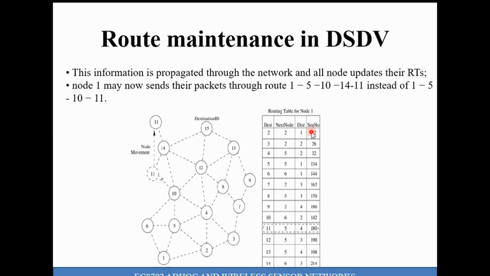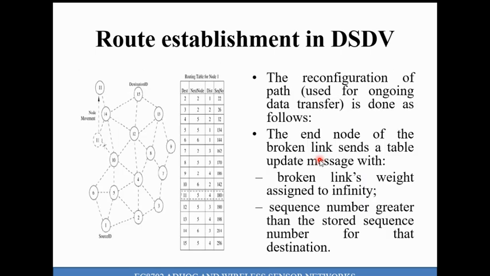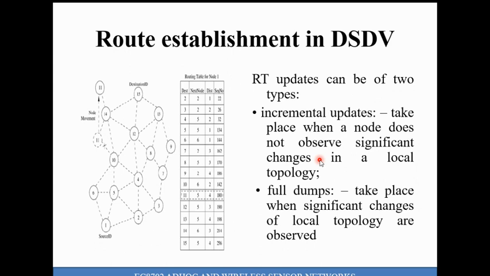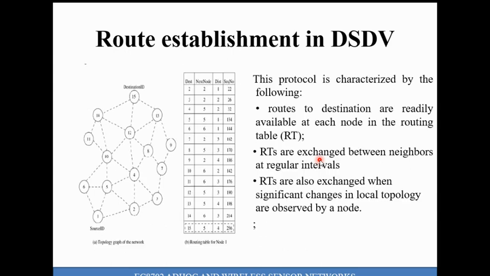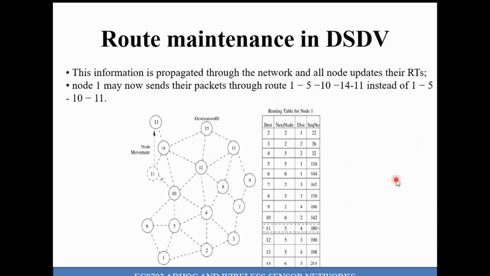When compared with the previous one, the hop distance to reach 11 was 3. Now because of this link break, the new distance is 4. In this way, the path break information has been updated. In this way, all the nodes update their tables.